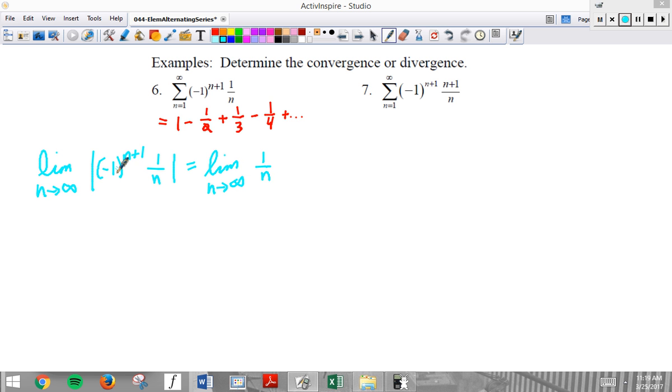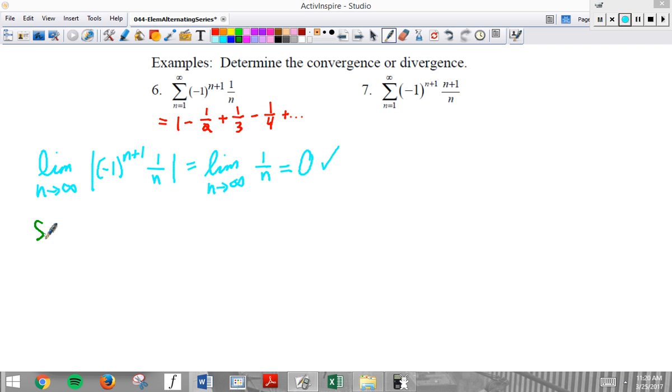Because that -1 inside of absolute value is doing nothing. Frequently, we'll just start writing this because we'll know it's an alternating series and we know we can just chop off the alternator. Okay, now what's this limit? If you said 0, you are right. So that's one thing. That's the first check.